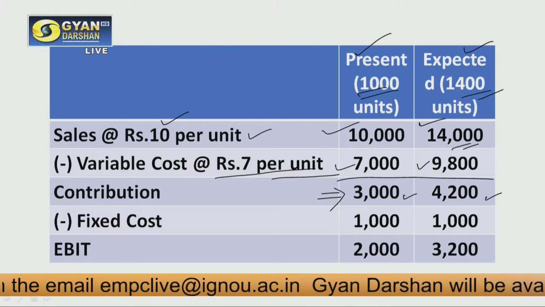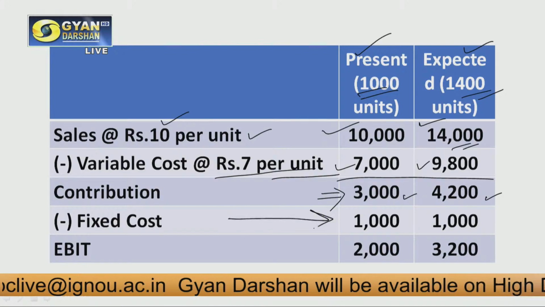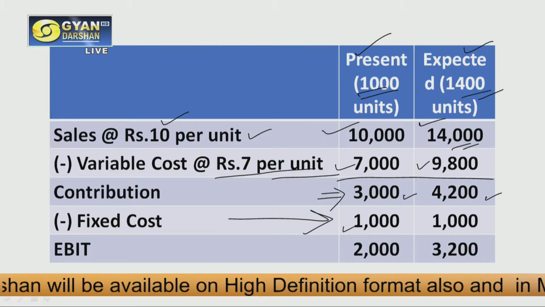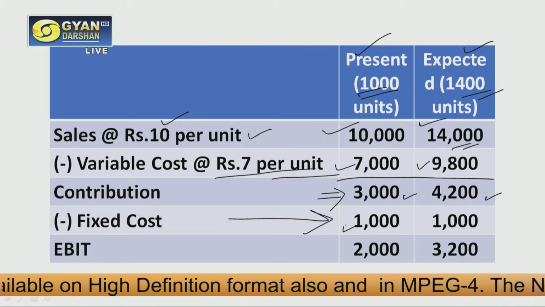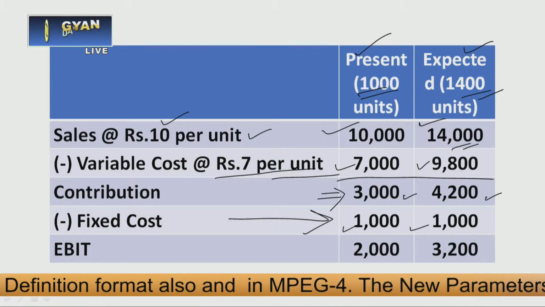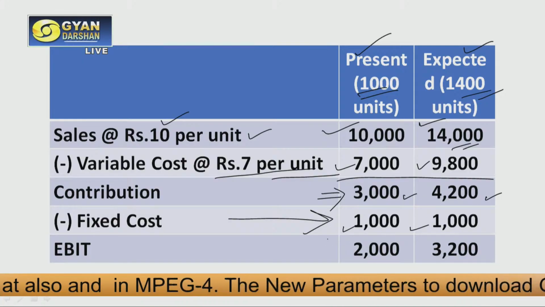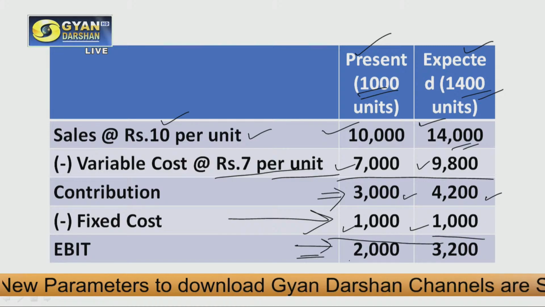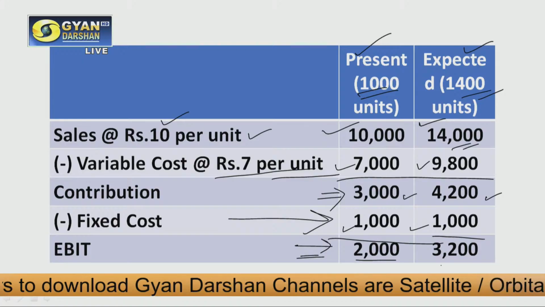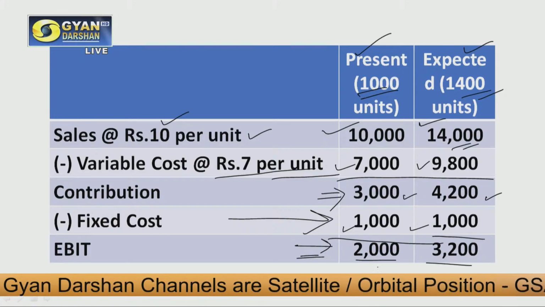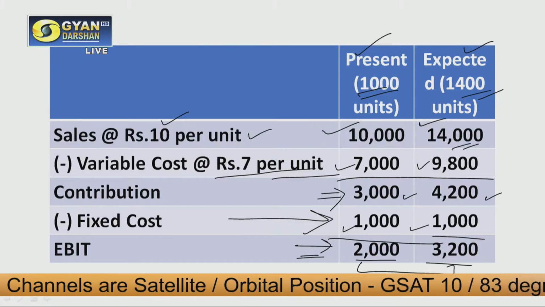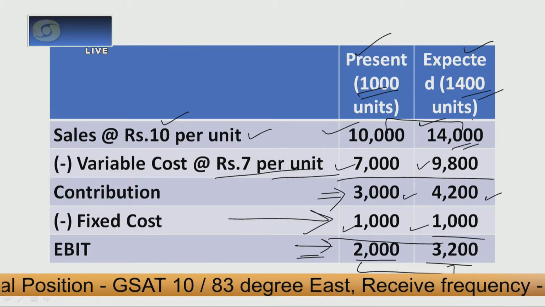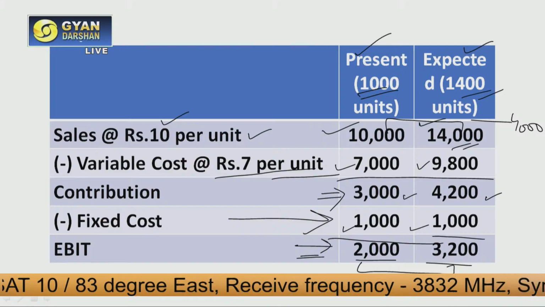Now what we have to do next, we have to deduct fixed costs from this. Fixed costs will remain fixed, whatever units you are selling. So it is 1000 in case 1 and again 1000 in case 2 as well. We deduct fixed costs from this, and the amount that we get is our EBIT. Okay, this is 2000 in case 1 and 3200 in case 2. So what is change in EBIT? It is 1200 rupees. And what is change in sales? It is 4000 rupees, right?